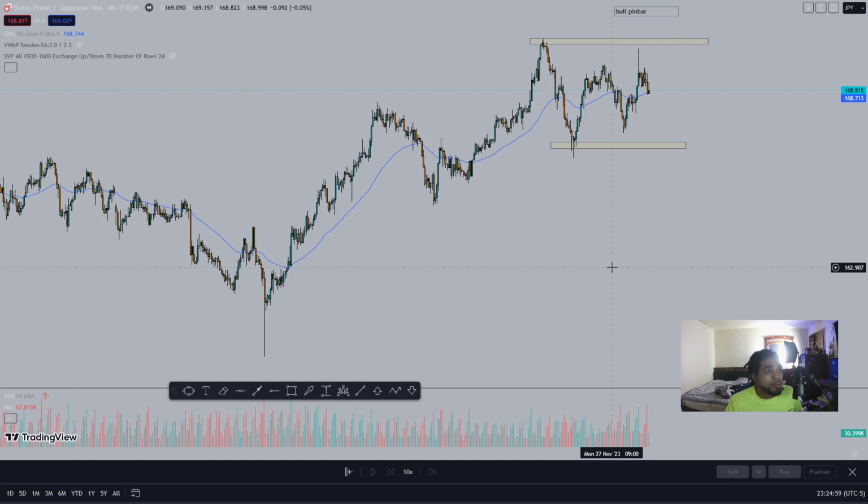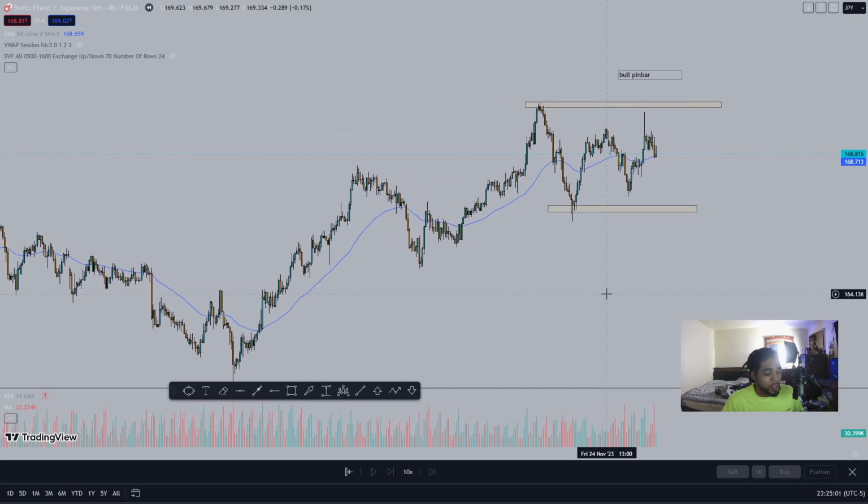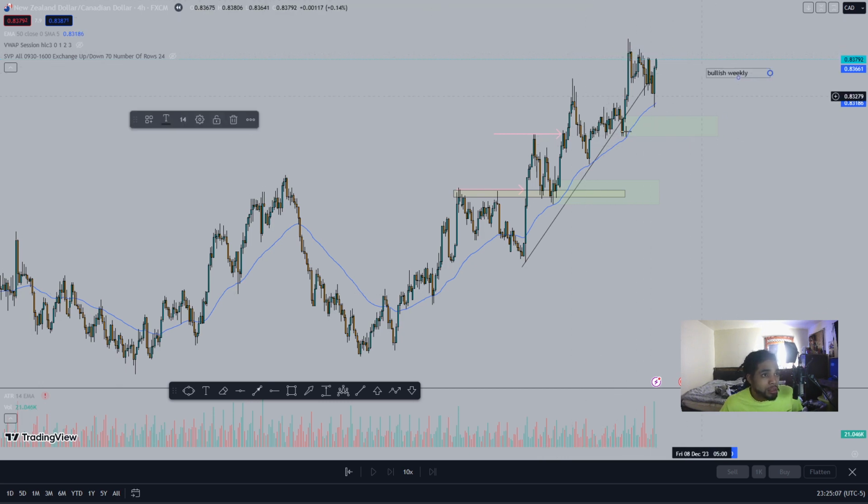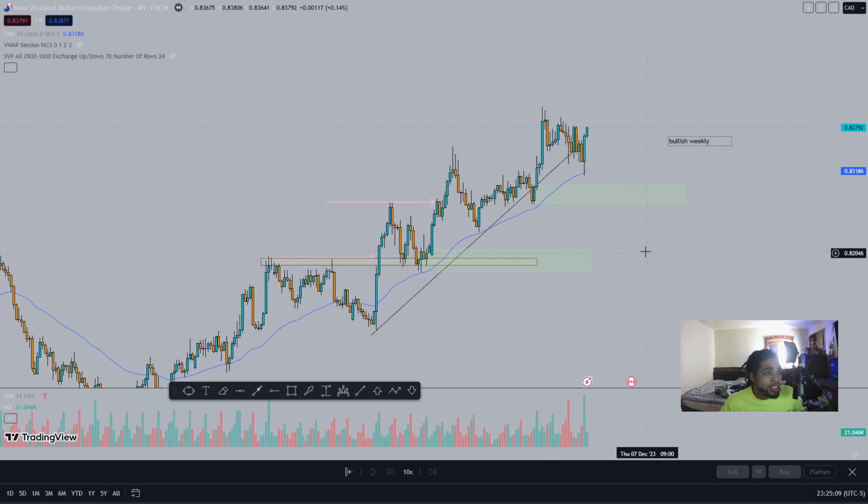CHFJPY. Just existing. We didn't really have nothing marked out for here. We did have this right here, bullish weekly plus here. But as you can see, it didn't tap in. Started going back up, but it didn't tap in. You can't win them all.